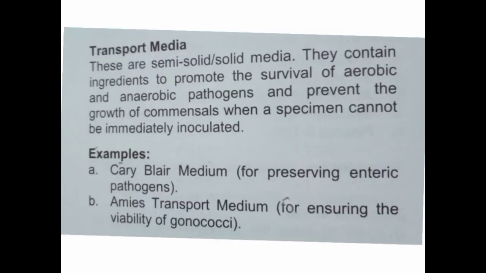The mannitol salt agar is used to identify Staphylococcus aureus, because Staphylococcus aureus is a mannitol fermenter. It will produce yellow colonies in the media, while the rest of the other Staphylococcus species remain colorless.